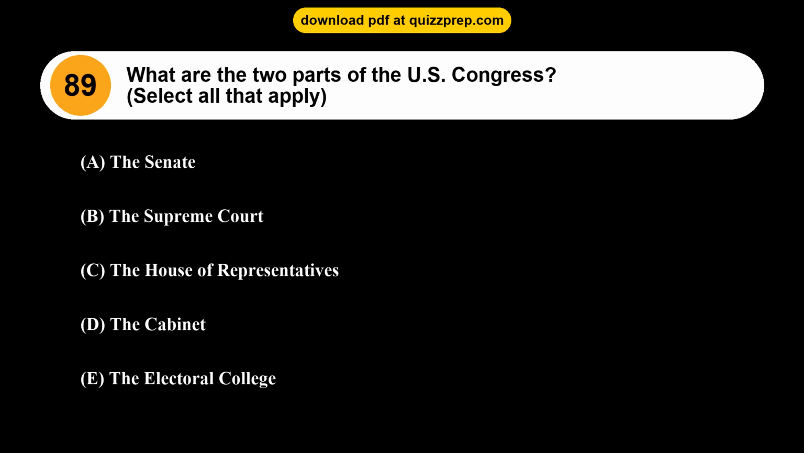Question 89. What are the two parts of the U.S. Congress? Option A, the Senate. Option B, the Supreme Court. Option C, the House of Representatives. Option D, the Cabinet. Option E, the Electoral College.